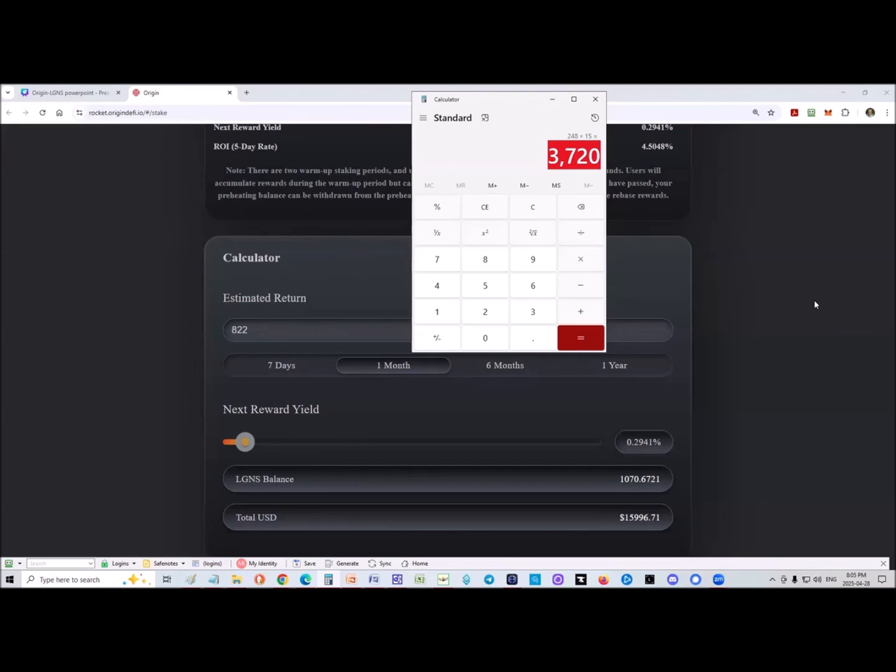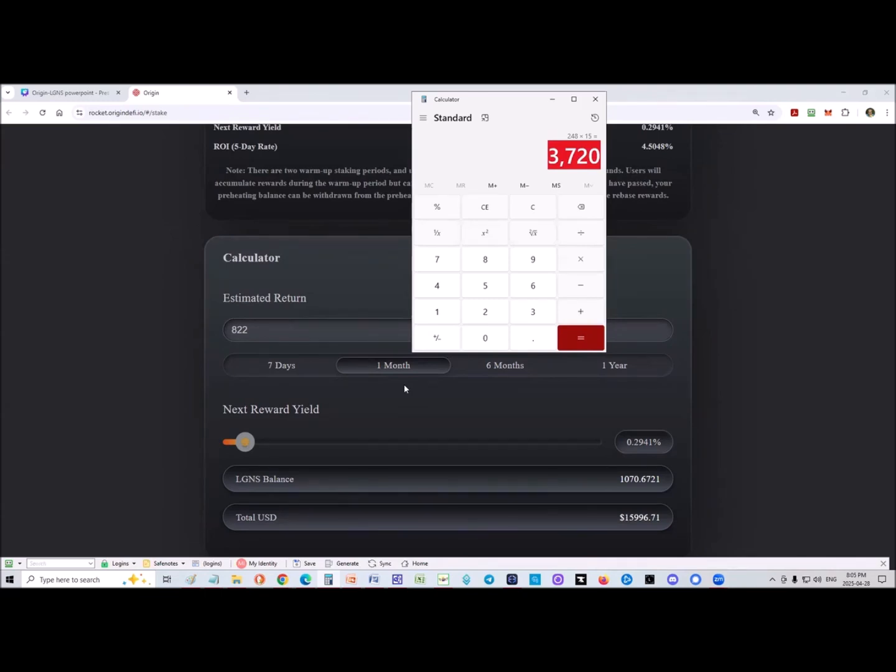The magic in this is if I take that $3,720 that I've earned in that 1 month, that 822 LGNS that I have sitting in my estimated return, in my table, in my main stake account, if you will, I haven't touched that. Can I? Yes, I can. However, in this instance, I'm leaving that 822 LGNS there to rinse and repeat for the next month. I am simply profiting and capitalizing off of just my earnings.